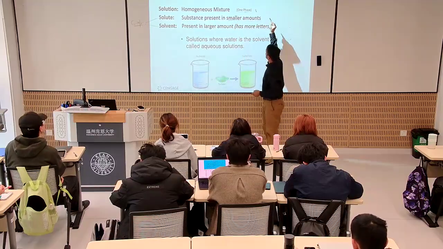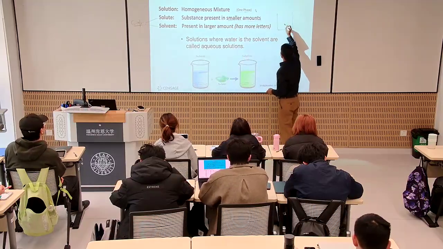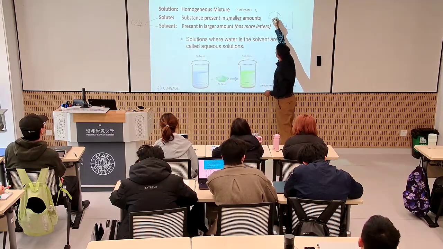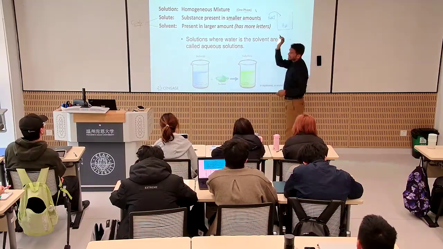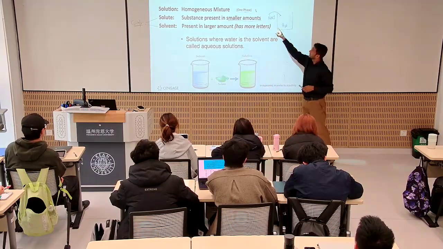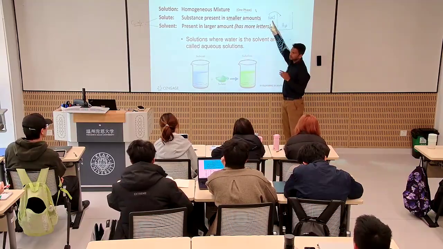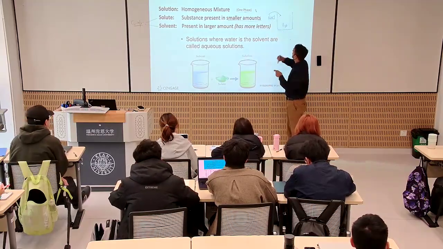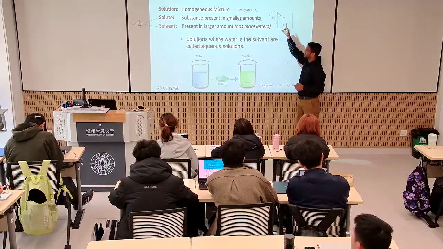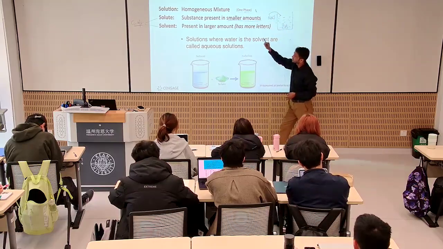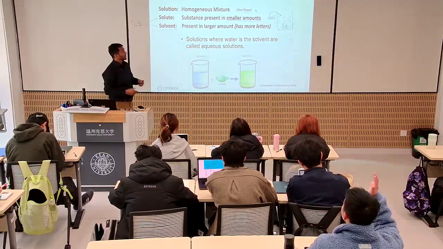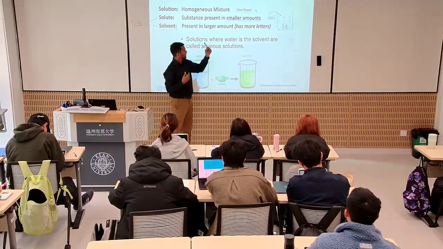For example, this is the water, and if you add NaCl, who is the solute? This is the small part, so this is the solute. And this is the main component, the matrix, which dissolves the solute. This is called the solvent. So this is the larger part.